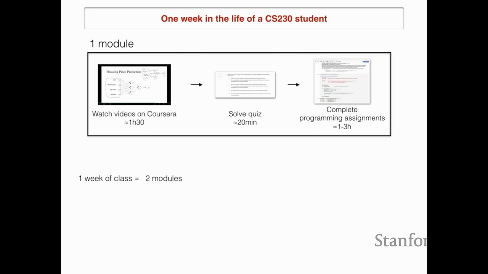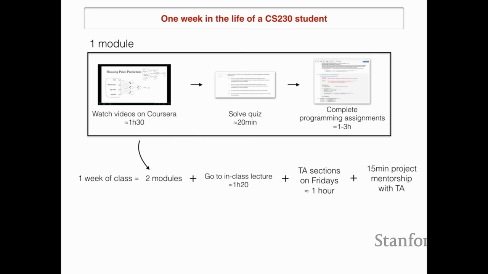In 1 week of class in Stanford here, we will have 2 modules, usually. On top of these 2 modules, you will come to lecture for a 1 hour and a half in-class lecture on an advanced topic that is not taught online. And after that, you will have TA sections on Fridays that are around 1 hour. And it's a good chance for you to meet other students for your projects and also to interact with the TAs directly. Finally, we have also a personalized mentorship this quarter where every one of you will meet 15 minutes per week with a TA in order to check in on your projects and give you the next steps.